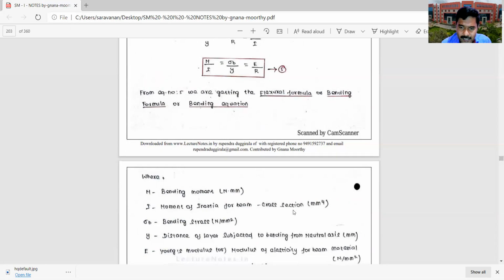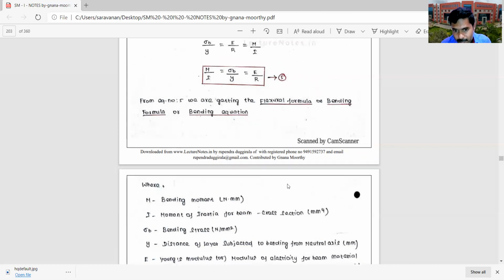Suppose rectangular section. Rectangular section means you consider a rectangular section of the beam. So for a rectangular section, moment of inertia is B D cube by 12. B in mm, D in mm, D cube in mm cube. So mm into mm cube gives mm power 4. So the moment of inertia unit is mm power 4.